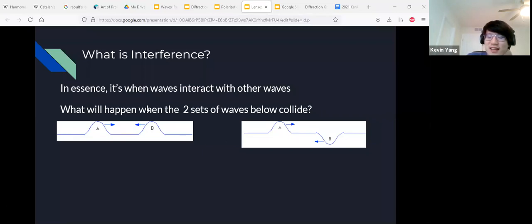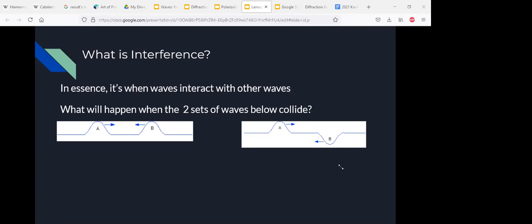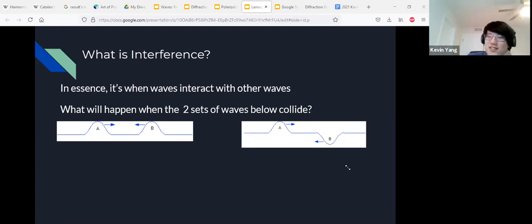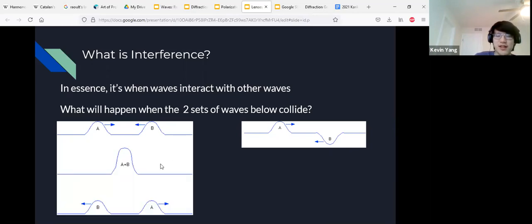It might be a bit unintuitive what would happen when we have two of these waves meet. So whenever two waves meet, they're just going to go right through each other. If we have A going into B, at the point where they meet, they're going right through each other, but at some point they're going to be right on top of each other, and whenever they're right on top of each other, they're going to form this big wave. But then after that, they're just going to separate back out.